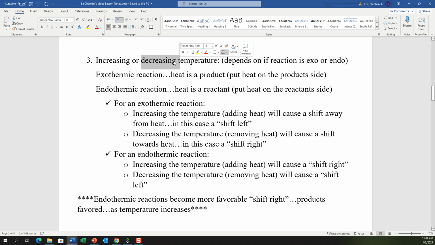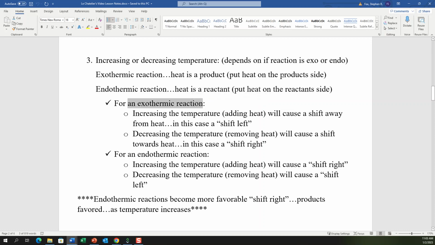So again, going back to the idea that it's just going to undo what I did, if I add heat, it needs to remove heat. If I remove heat, the reaction needs to add heat, right? It's just trying to undo what I did. So to determine which way you're going to shift, you need to know whether the reaction is exothermic or endothermic.